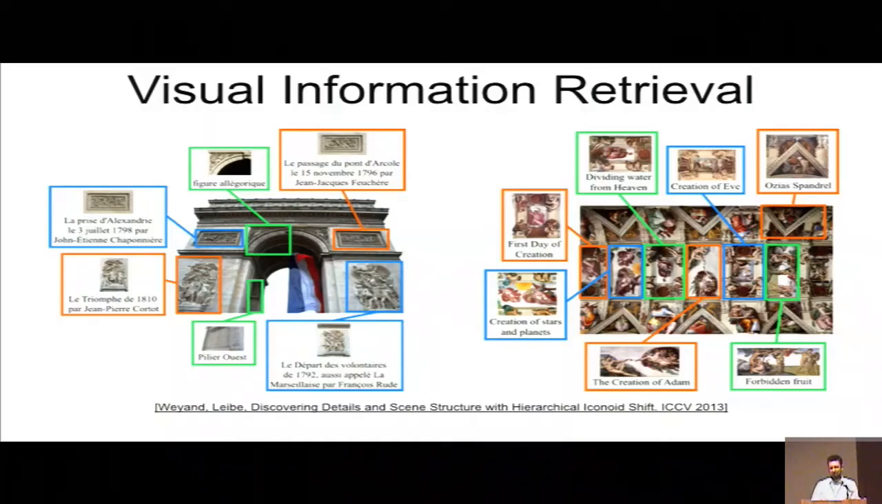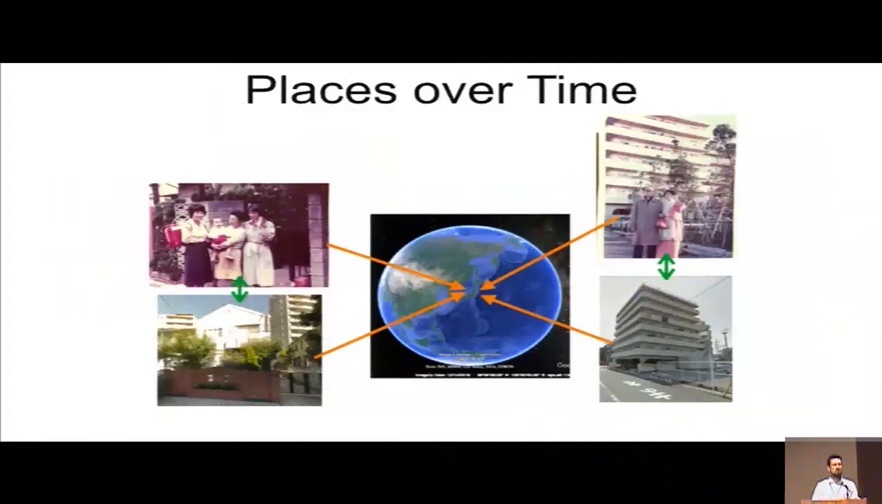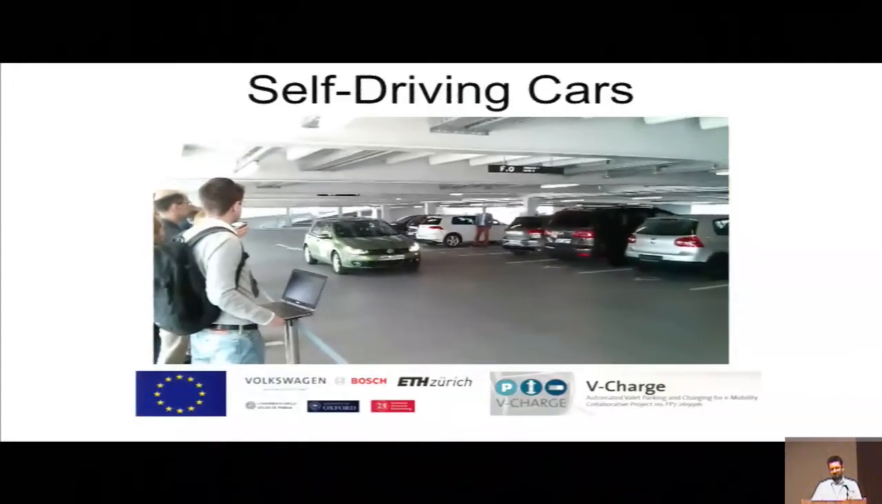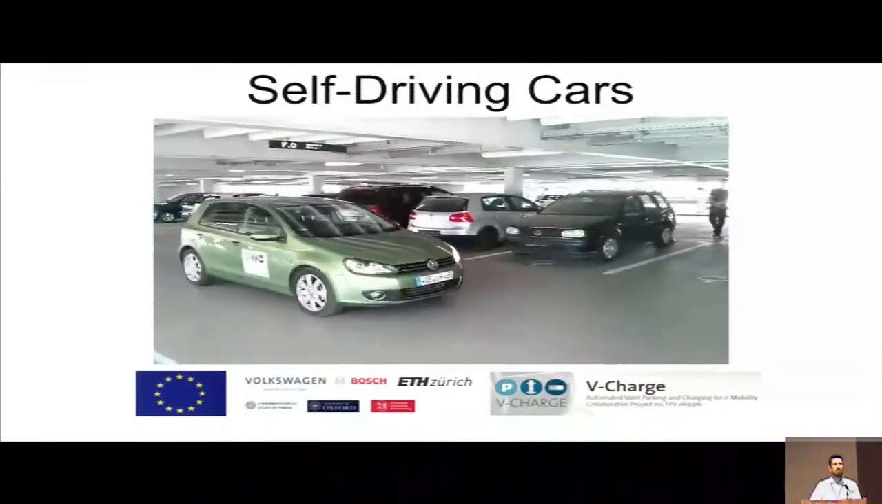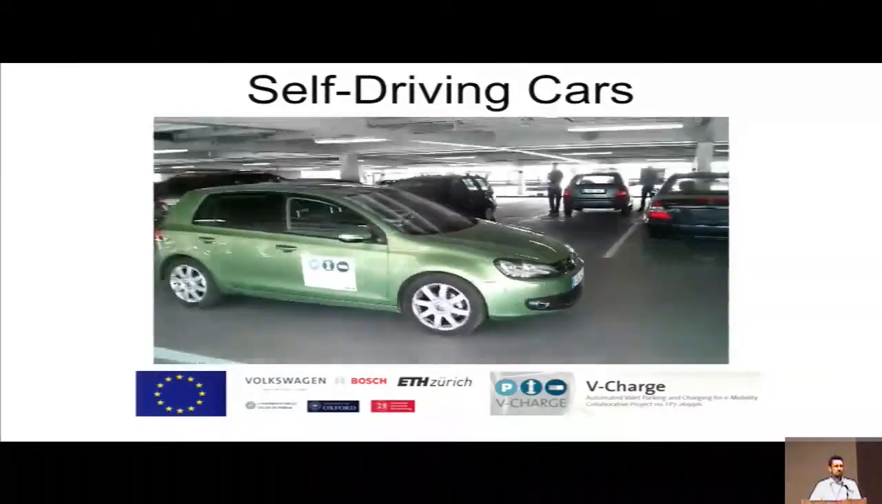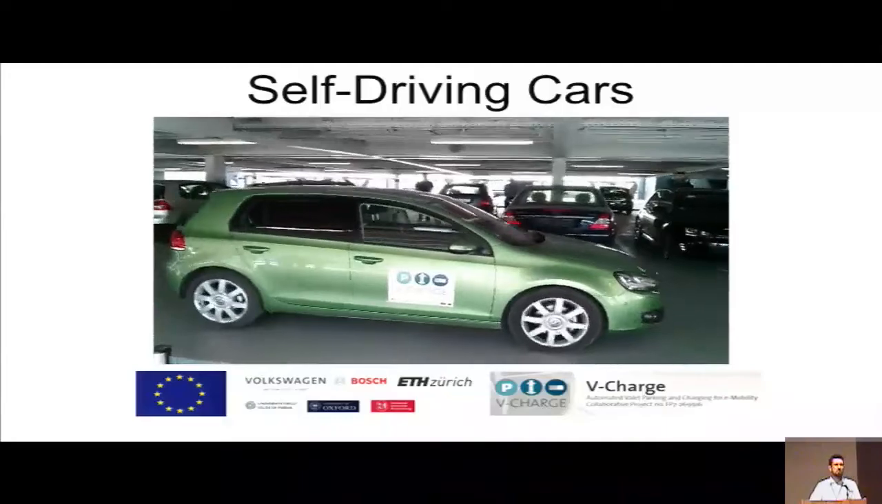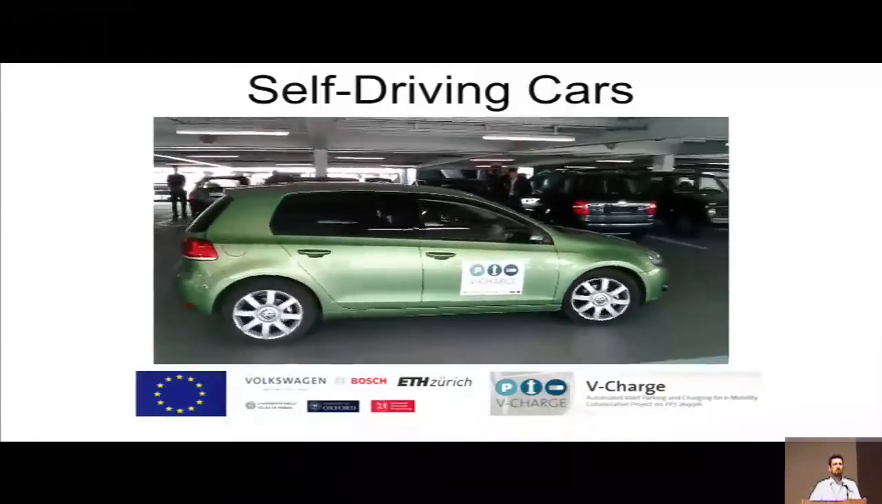You could also use place recognition techniques to locate images over time and track the development of a place over time. Self-driving cars are another application for image-based localization, where you would precisely like to locate the car.